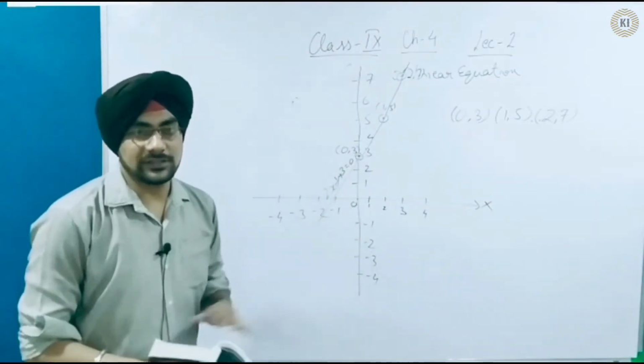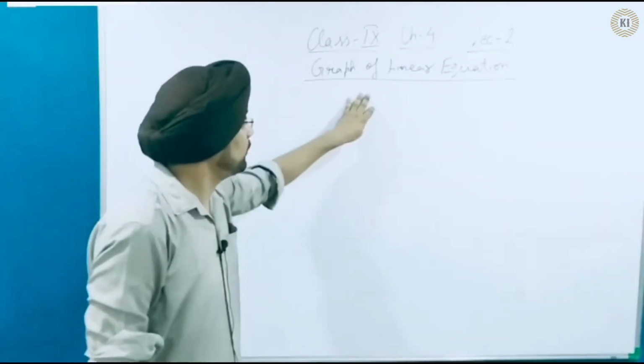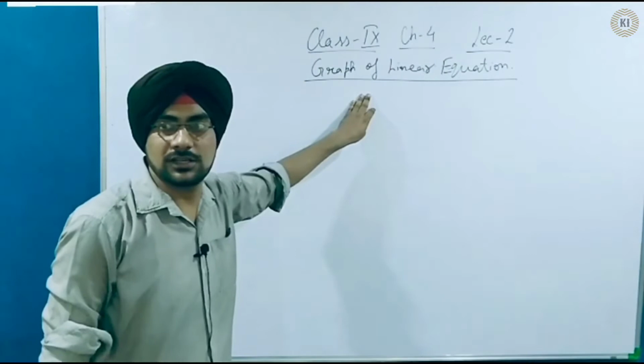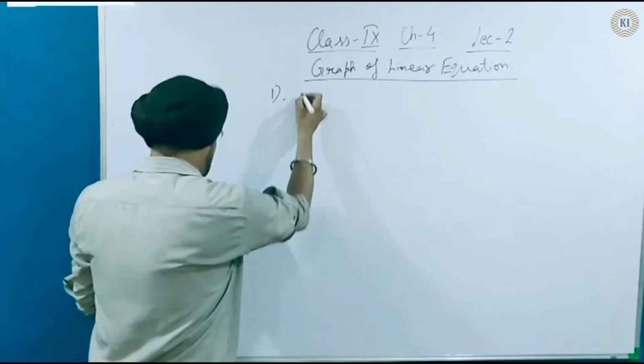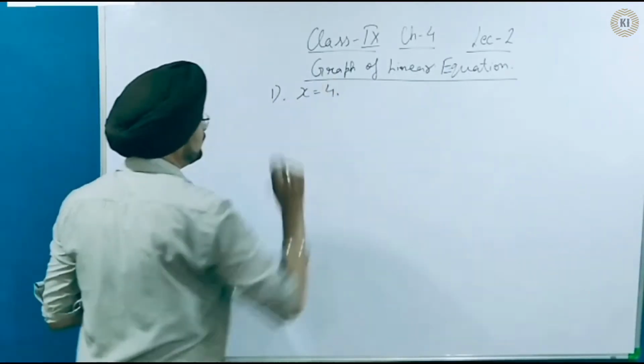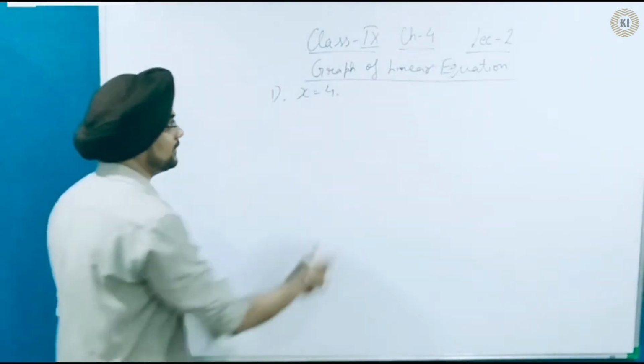Now let us see another example. Here we are going to discuss some more questions based on the graph of a linear equation. Now see here, x is equal to 4. We have to plot the graph for x is equal to 4. So what do we do here? See very carefully.